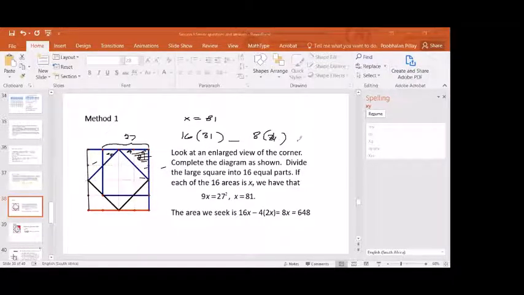So when you calculate this one here, 16 times 81 minus 8 times 81 is 81 into 16 minus 8. See, you use mathematics to simplify. 81 times 8 is 648. So that's the area that we're looking for.